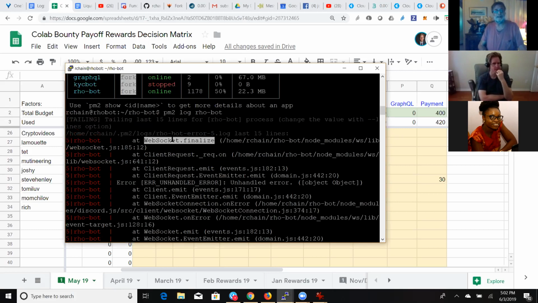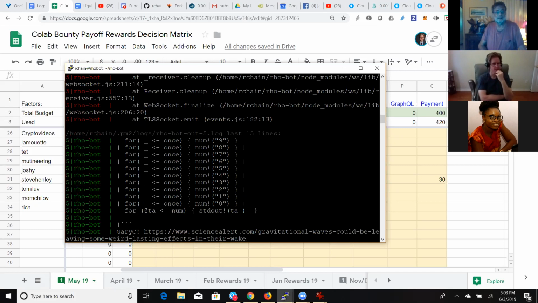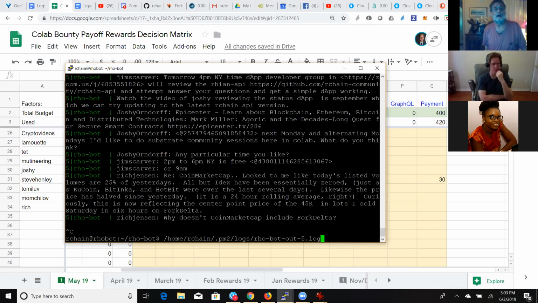This is just showing the last 15 lines of the error log, which is the red, and then the access log is the green. And this is where the access log is. Basically, you get a frequency count of the people's names.